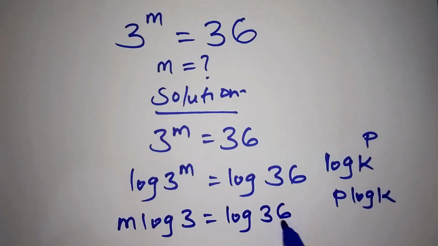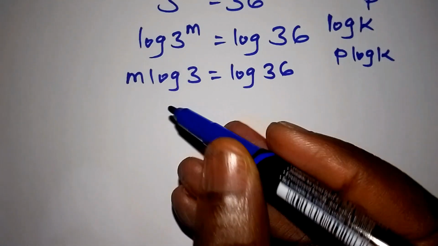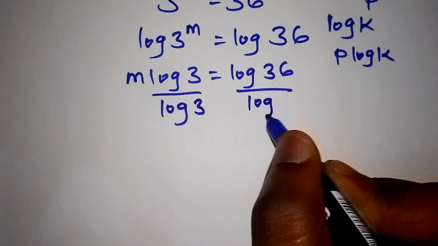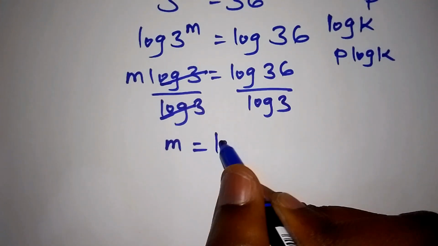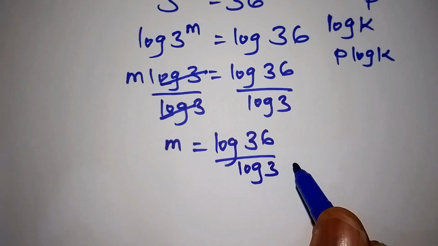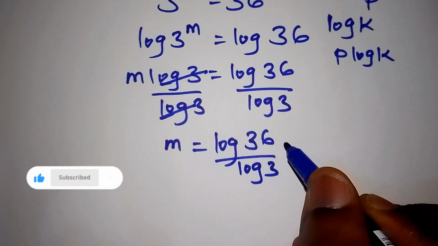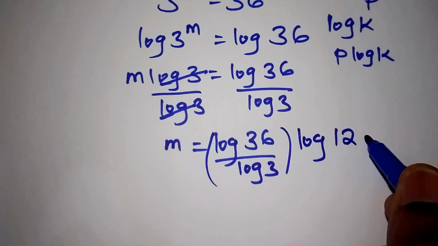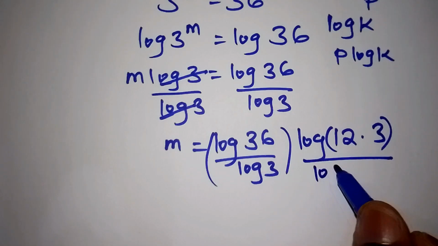Because now we want to remain with m, we shall divide both sides by the log of 3. Log 3 and log 3 shall cancel, so now m is equals to the log of 36 all over the log of 3. Now when you factorize, the log of 36 can also be written as the log of 12 multiplied by 3, then all over the log of 3.